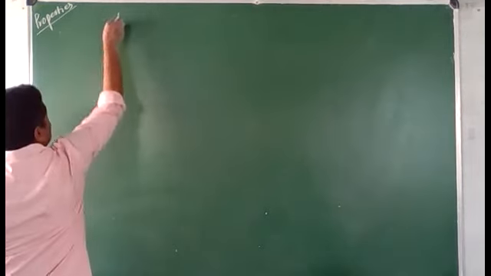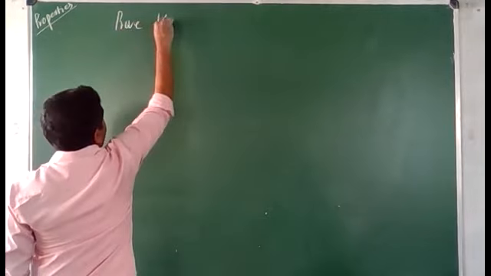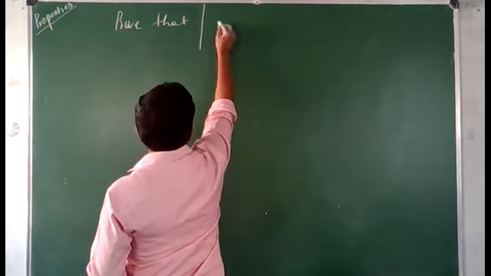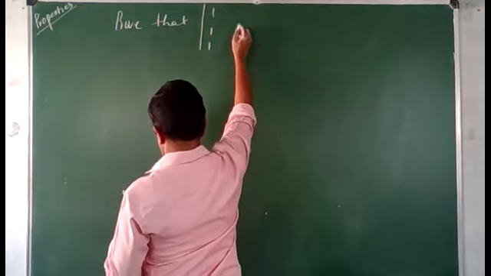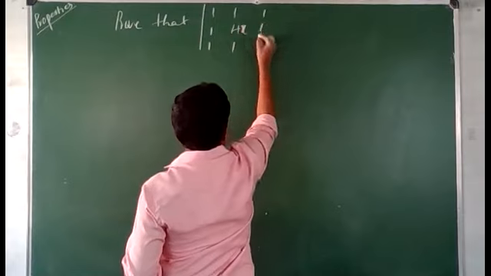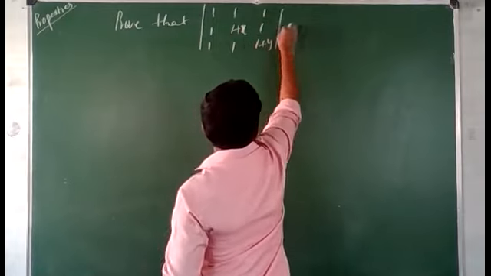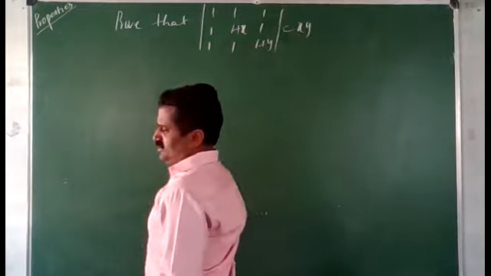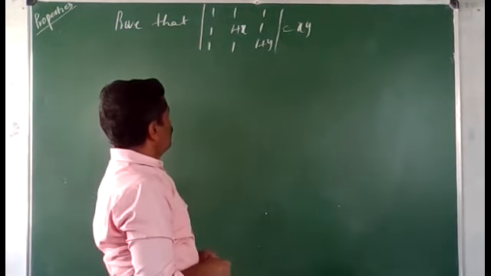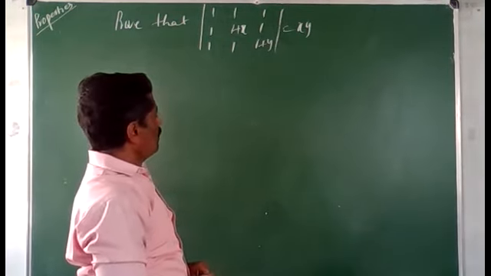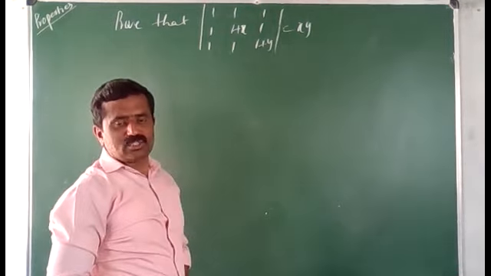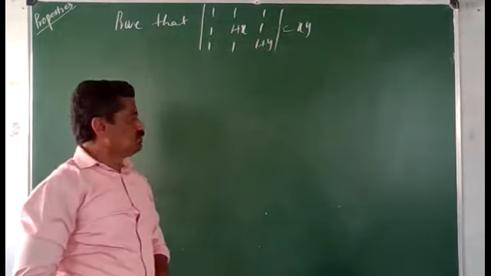Next, we have to prove that the determinant of 1, 1, 1; 1, 1 plus x, 1; 1, 1, 1 plus y is equal to x into y. We have to prove that the determinant is equal to x into y, not 0. So LHS is equal to RHS. Now consider the LHS.